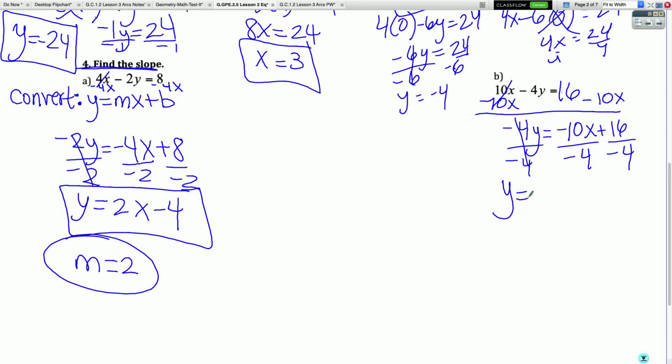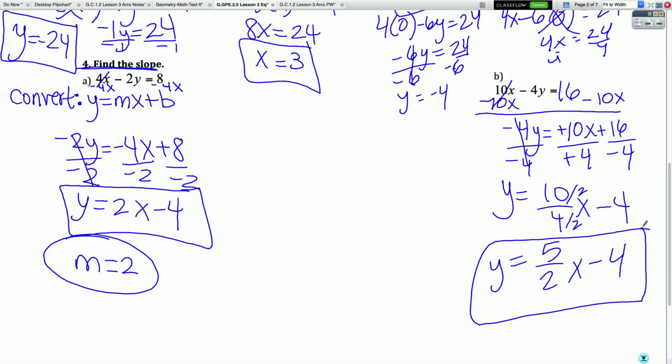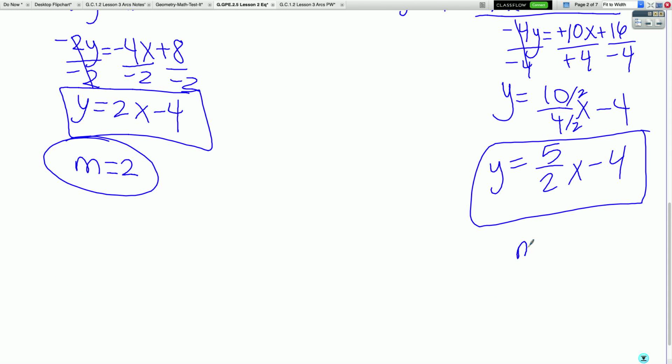But I have a negative over a negative, which is a positive over positive. And then a 10 over 4x, and then 16 divided by negative 4 would be negative 4. So what can we take out of a 10 and a 4? 2. My GCF is 2. So I'm going to divide the top and the bottom by 2. So y equals 5 over 2x minus 4. Okay, so what is the slope of this line? 5 over 2. Is that a positive slope or a negative slope? Positive slope.